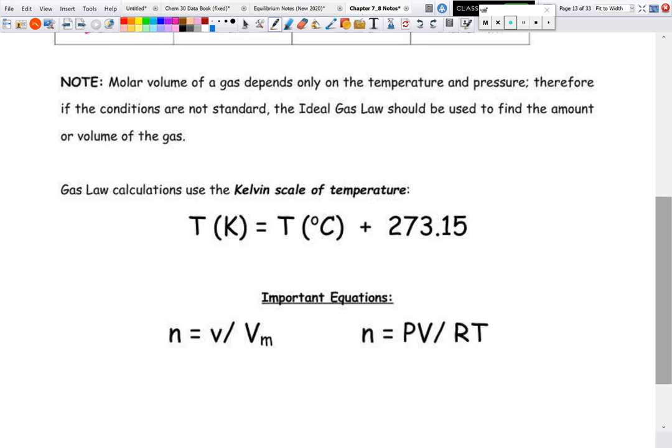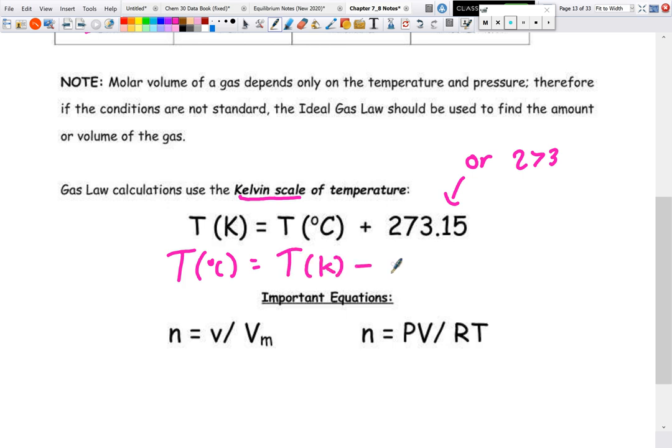Also, a little reminder that when we are doing calculations using gas values, we need to convert everything into the Kelvin scale. So the temperature in Kelvin is just equal to the temperature in degrees Celsius plus 273.15, or just 273. Now, if you want to get temperature in degrees Celsius, we take the temperature in Kelvin and subtract 273.15. That's just, of course, rearranging our equation right here.